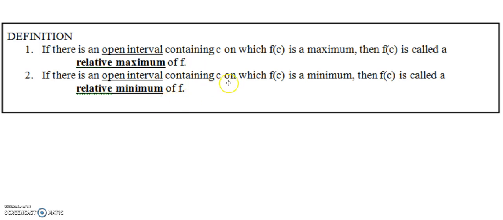If there is an open interval containing c on which f of c is a minimum, then f of c is called a relative minimum. Another thing to think about with this is also hinting at us that a relative minimum and an absolute minimum, or a relative maximum and an absolute maximum, can be the same location depending on the scenario.